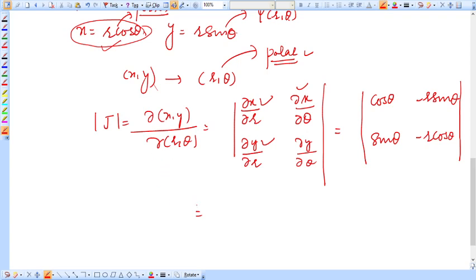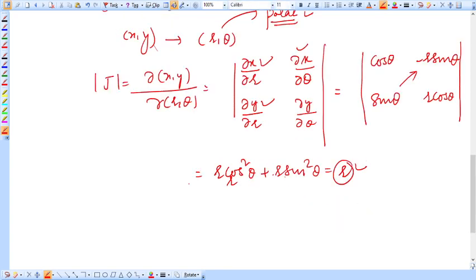So this determinant is equal to, I have written it wrong, so it is plus r cos theta. So it is equal to r cos square theta plus, minus minus plus, r sin square theta, which is equal to r only.